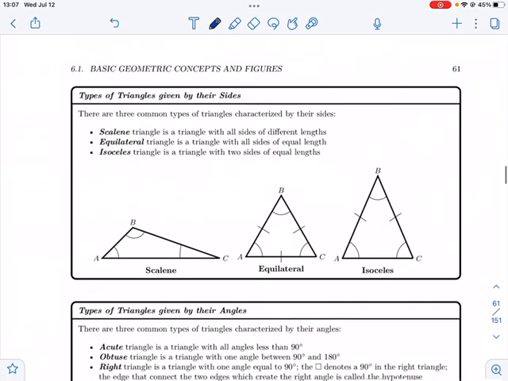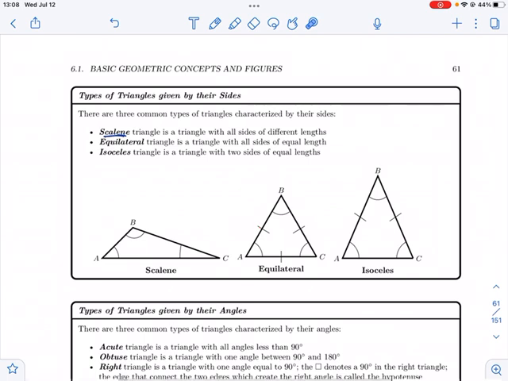Now we have 3 common types of triangles. Scalene is a triangle with all sides of different lengths. For example, this one, scalene, this is different than this in length. We have equilateral, where all sides are equal. For example, this one is equilateral. All sides are equal. We use this dash to denote equal sides. This is equal to this, equal to this.